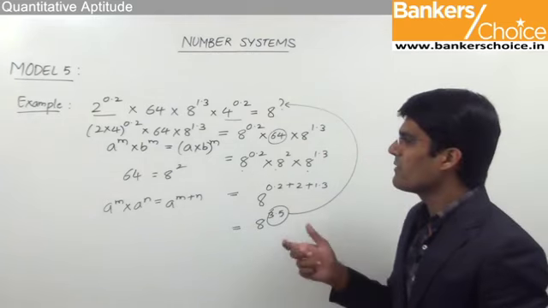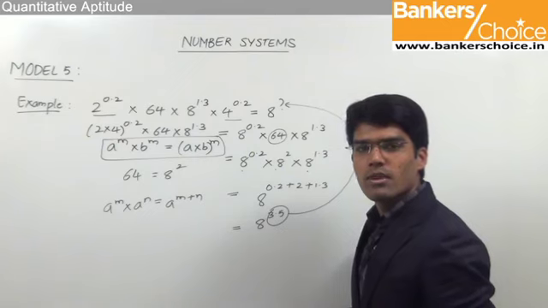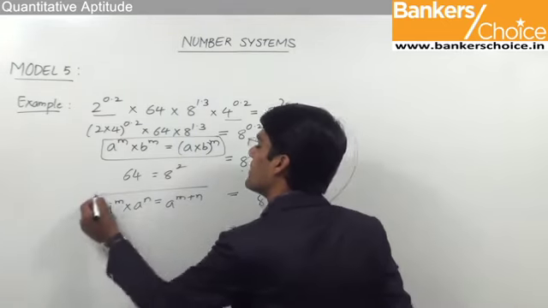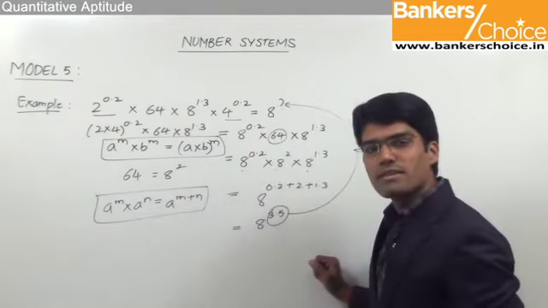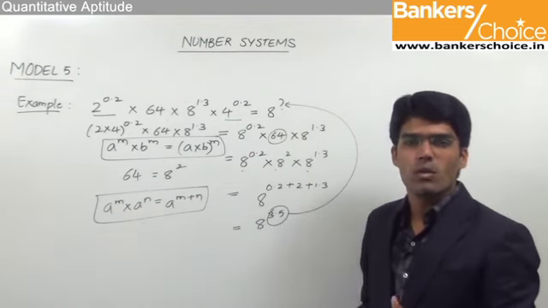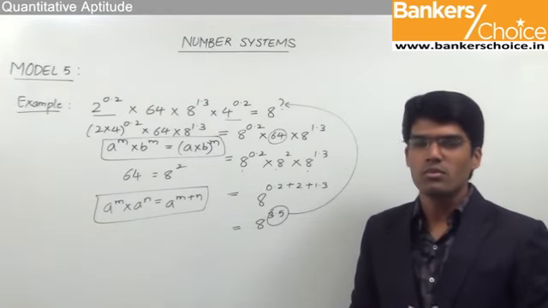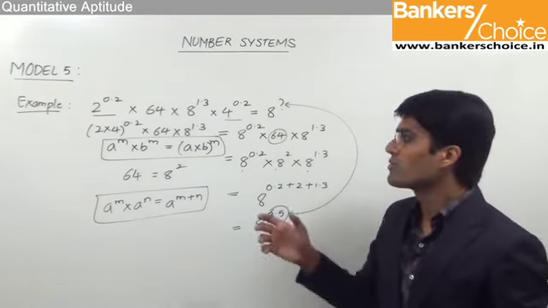So this is how, with the help of various rules, that is a power m into b power m equals a into b whole power m, and a power m into a power n equals a power m plus n, we can solve this question. Similarly, the other rules can be required depending on the question given to us. So we should be properly able to use the various rules or laws of indices to solve such questions.